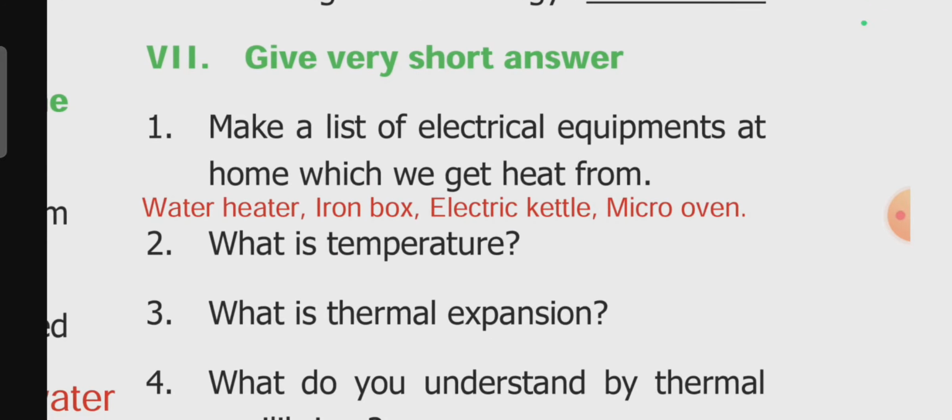Next, seventh Roman, give very short answer. First one, make a list of electrical equipments at home which we get heat from.